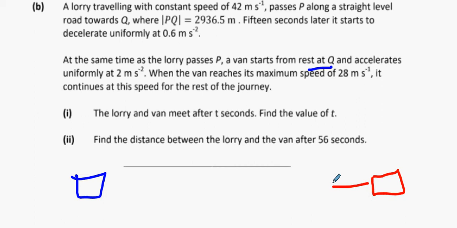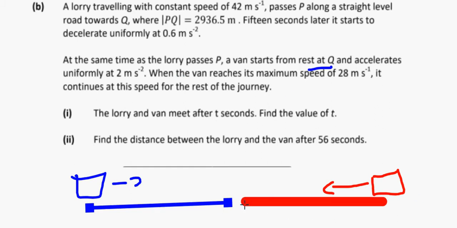Okay? And so what's happening is the distance covered by the lorry, in whatever way, shape or form that takes, plus the distance covered by the van, has to equal the entire distance of 2,936.5. So let's start off with SUVAT of the lorry.